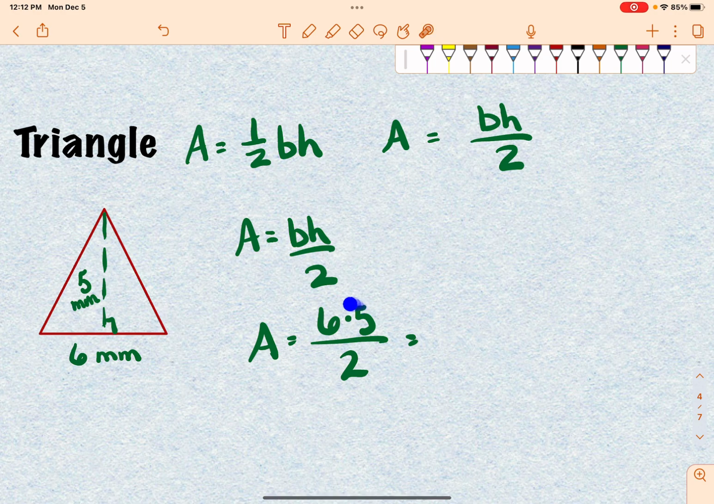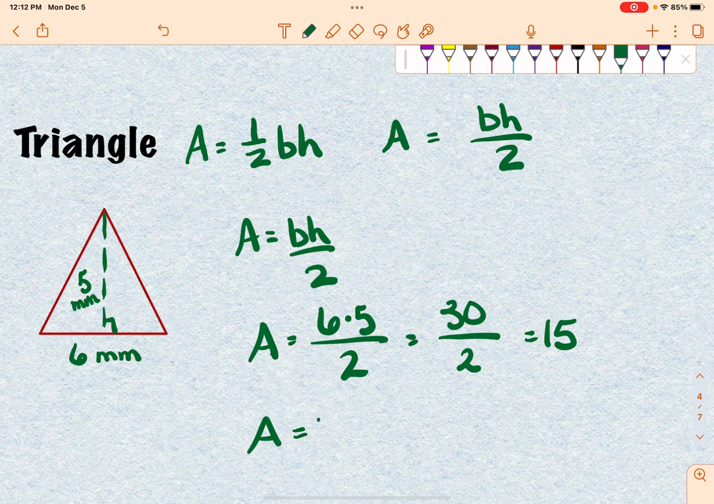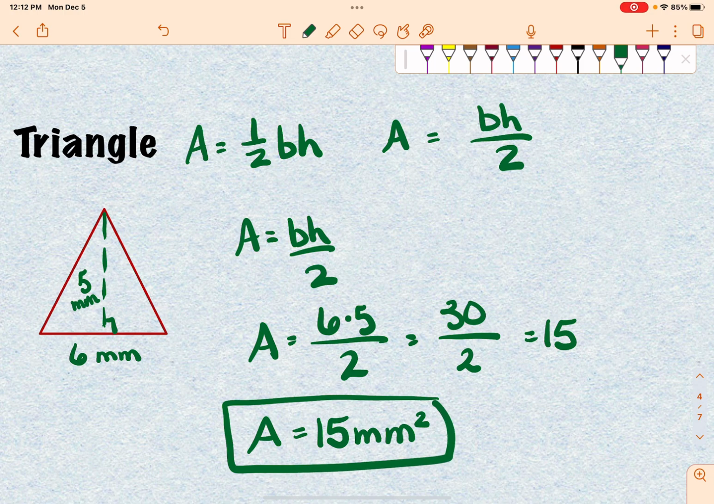So on the top, 6 times 5 is going to be 30. And if I divide that by 2, it's going to be 15. So my area is going to be 15, and it's millimeters squared. Always this 2. The way I always remember it is that it's 2 dimensions. So if it's 2 dimensions, it's always going to be a 2 there.